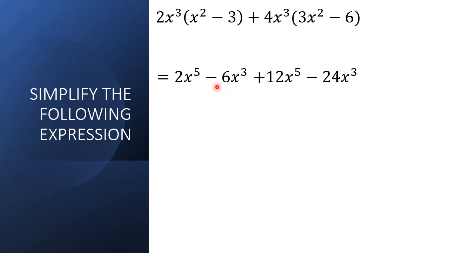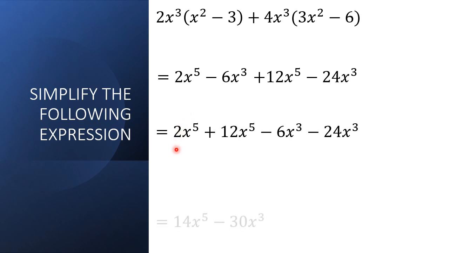The second term is -6x cubed. Which other term has x cubed in the expression? And that will be -24x cubed. So we need to combine the two together. Now that we've combined our like terms together, we then need to add the like terms. So if we add the like terms, we'll then have 14x to the power of 5 minus 30x cubed. Now the two terms that are left are not like terms. That is why we cannot then add or subtract the two terms from each other.